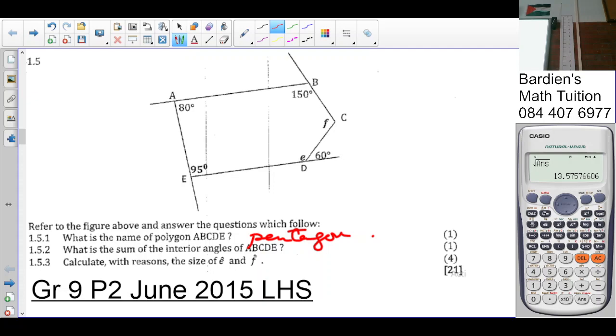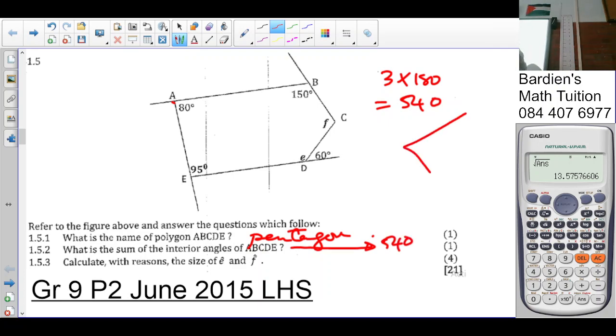Then they say, what is the sum of the interior angles of ABCDE? So now, it's a 5-sided figure, so how many triangles can we get out of here? 1, 2, 3 triangles. So what we say is 3 times 180, which is 540. So the sum of the interior angles of the pentagon is 540.